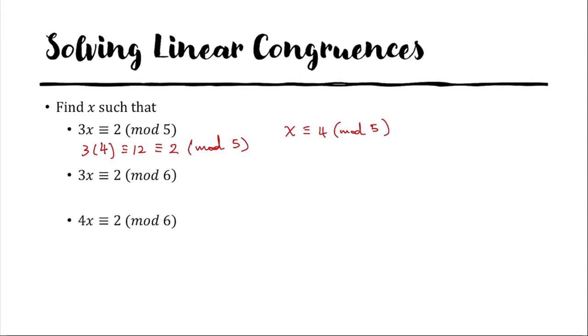12 mod 6 gives you 0. So it does not work. And then when you check 5, 3 times 5 gives you 15. 15 mod 6 gives you 3. So you just check all the numbers from 0 to 5. None of them work. Now if you keep going, 6 is the same as checking 0. So we tried all possible solutions. None of them work. So it seems that we have no solution here.